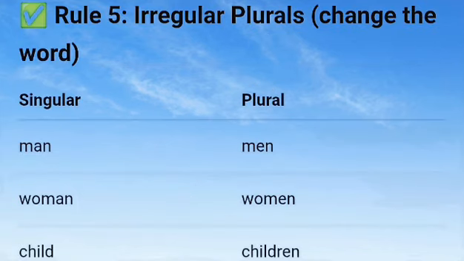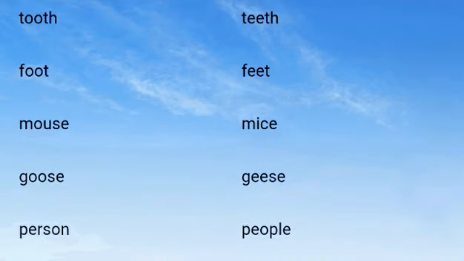Now the irregular plurals. Man, men. Woman, women. Child, children. This is the way we have to understand the grammar, guys. So here, tooth, teeth. Foot, feet. Mouse, mice. Goose, geese. Person, people.